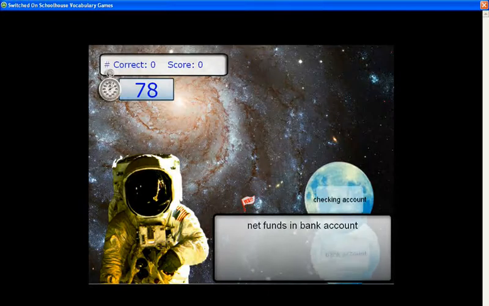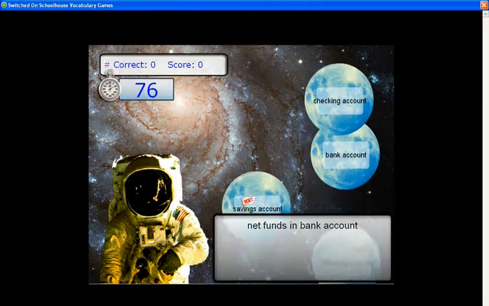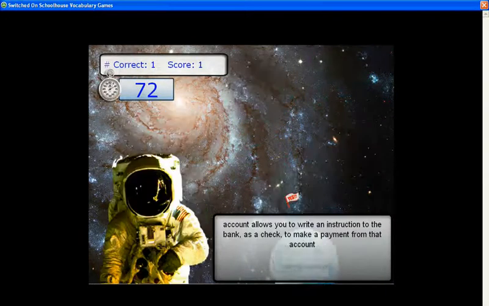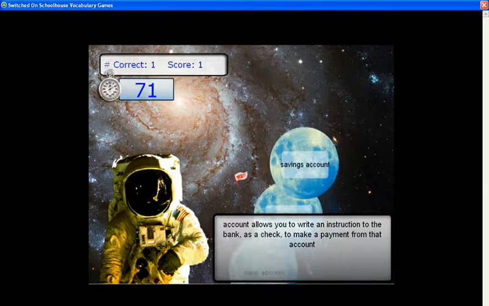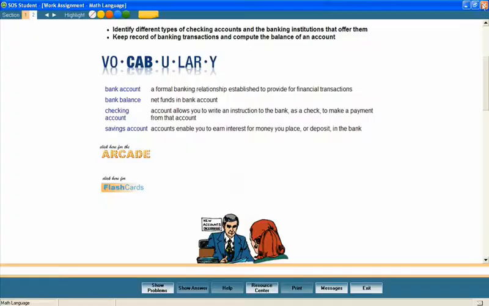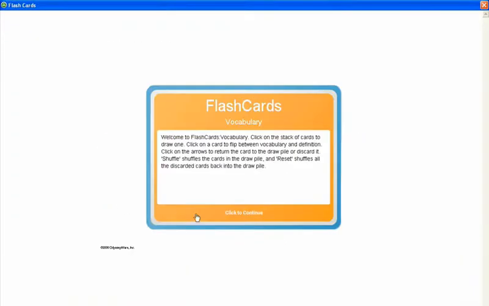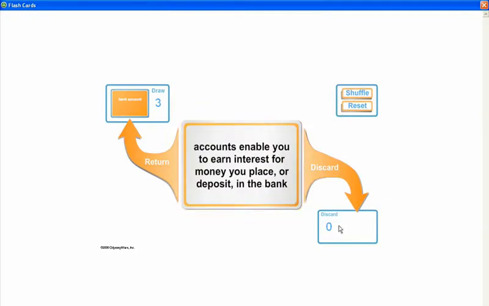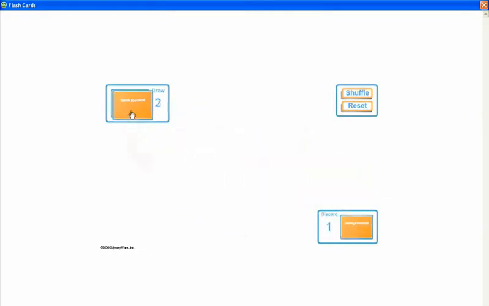Let's take a look at one of the games. Flashcards provides a fun way for students to review the definitions for the vocabulary words. Here's a sample.